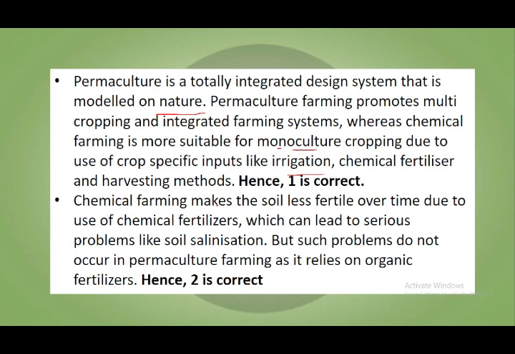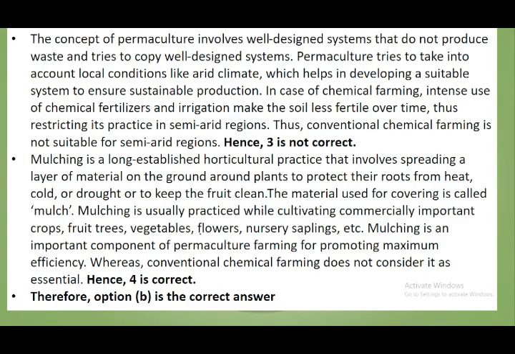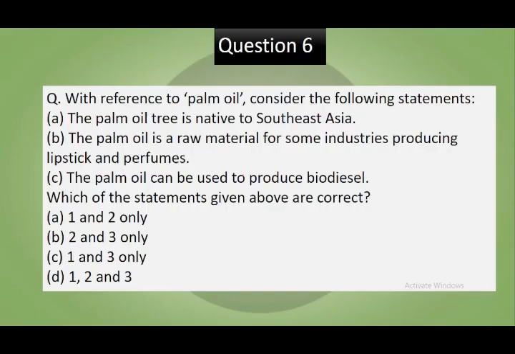Chemical farming makes the soil less fertile over time due to the use of chemical fertilizers, which can lead to serious problems like soil salinization, and the land can become barren as well. But such problems do not occur in permaculture farming as it relies on organic fertilizers. Therefore, statement second is also correct. Therefore, your answer is B. If you want to read more about the third and fourth statements as well, you can pause the video, try, and look towards the answer.